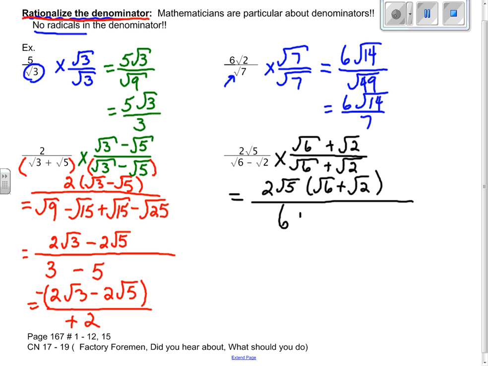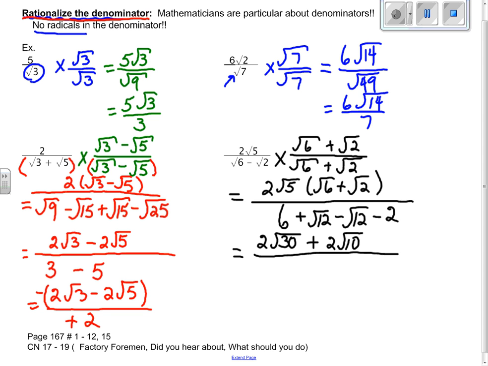Outside is root 12. Inside is negative root 12. And last is root 4, which is the same as whole number 2. 2 root 5 times root 6 is 2 root 30. Not much I can do with that. Plus 2 root 5 times root 2 is 2 root 10. Not much I can do with that. And the top is hideous.